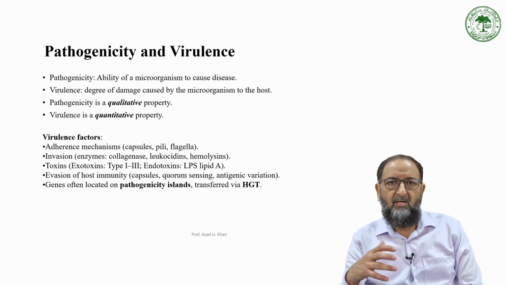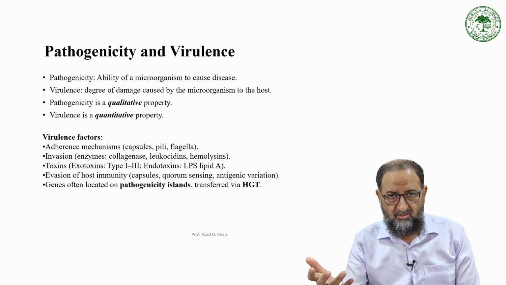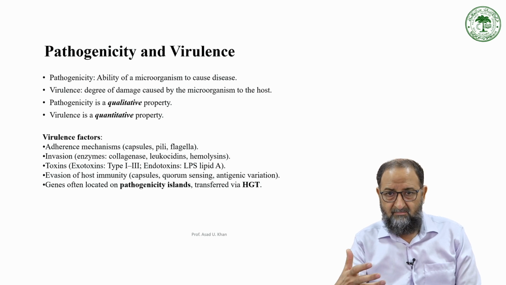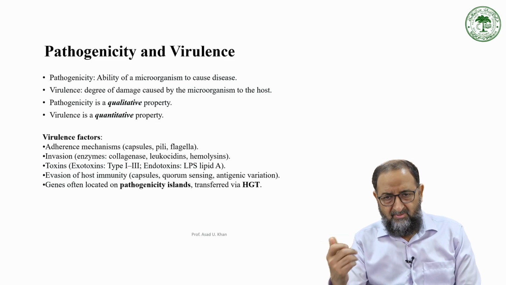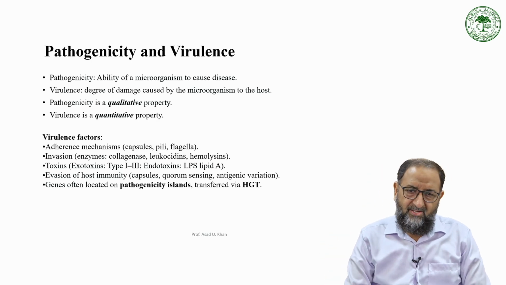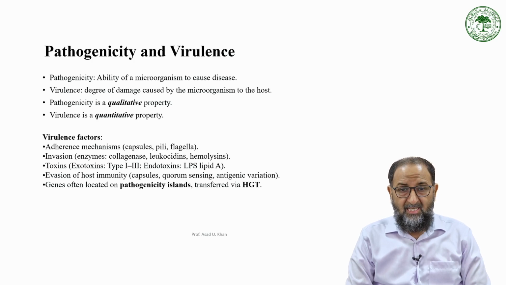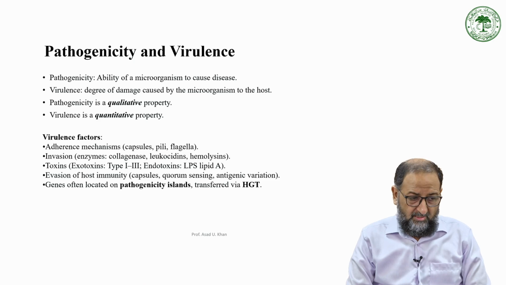So they can easily escape from the immunity, from the host defense system, like phagocytosis. They cannot be phagocytosed because they have capsules, and quorum sensing mechanisms promote the pathogenicity or virulence factors, and antigenic variation, so they can change and vary the antigenic properties. Genes are often located in pathogenicity islands, transferred by horizontal gene transfer. So these are all things which make the bacteria more pathogenic and more virulent, causing high infection.